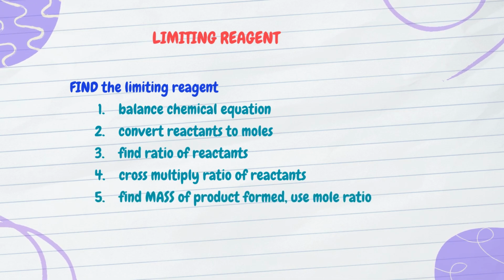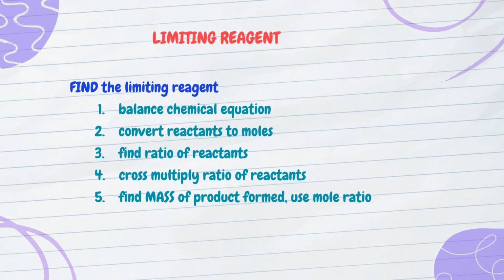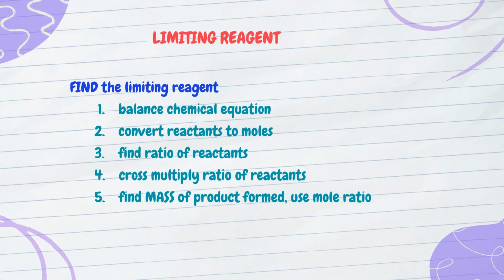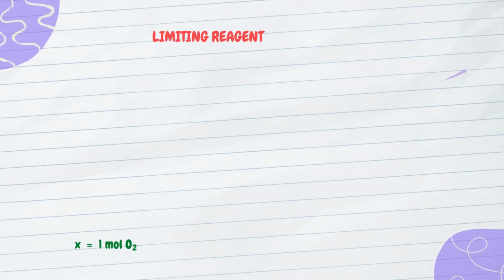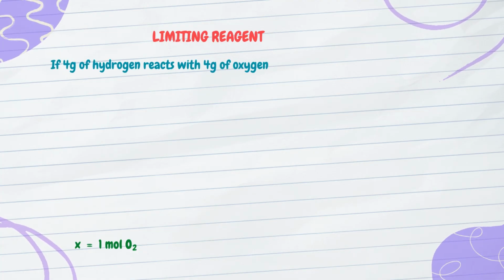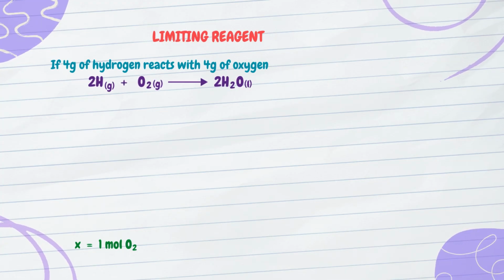If asked to find the mass of the product formed, use the mole ratio of the limiting reagent to find the moles of the product. Then convert the moles of the product to mass. Let's consider 3 examples. The first question. If 4 grams of hydrogen reacts with 4 grams of oxygen, this is the balanced chemical equation.